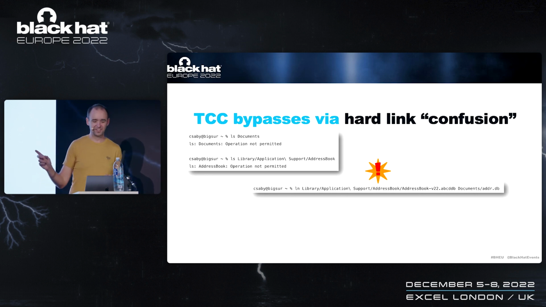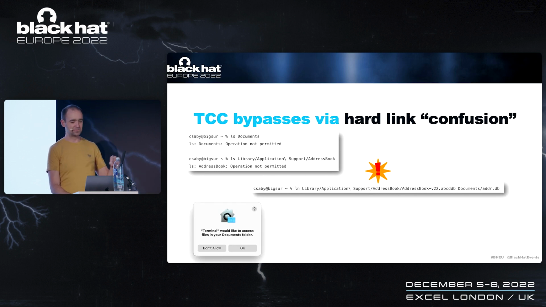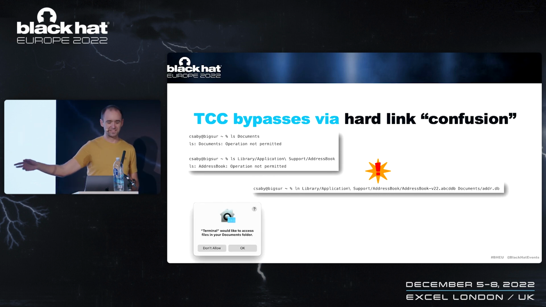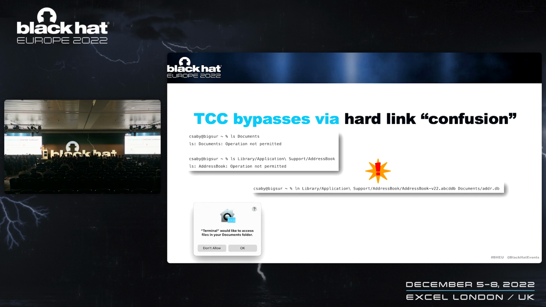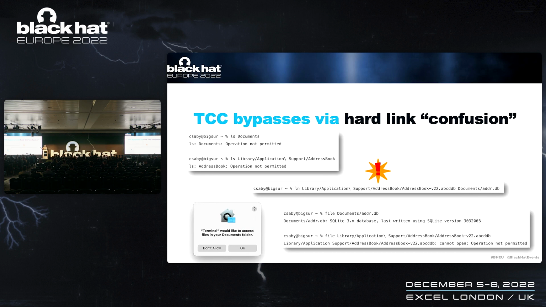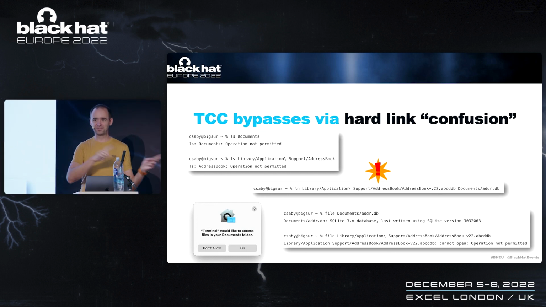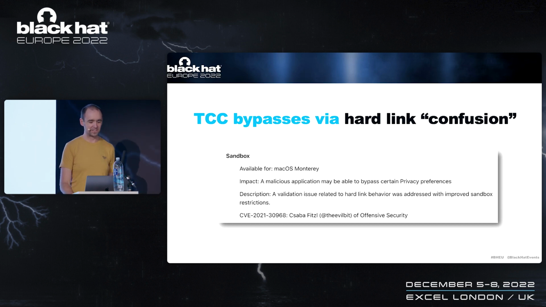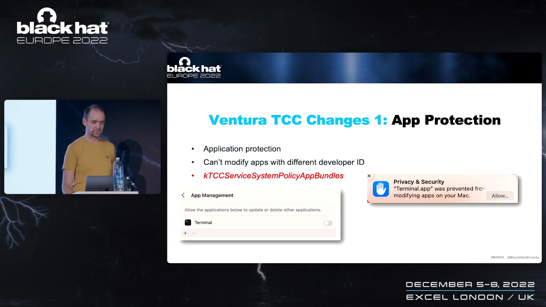So at that point, we have a hard link pointing to the address book from the document. So we still cannot access any of them. But now if we try to access the address DB in documents, we will get a pop-up that terminal wants to access your documents. And now if the user approves it, we can access that file. We still cannot access the address book, but we can access the hard link. And this is a problem because the user thinks that he gave access to the documents folder, but not the address book, but we can actually access the address book. It's been fixed, again, in the sandbox.